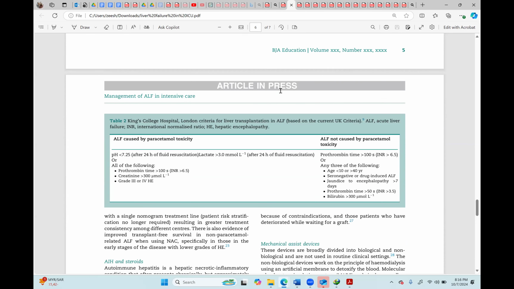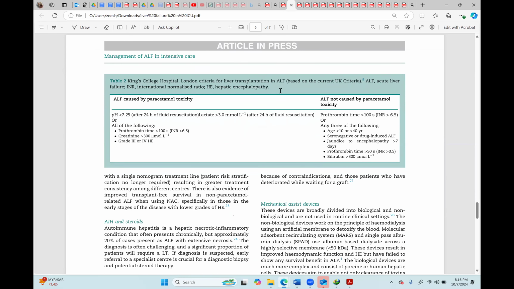And this was the one which I was telling you, King's College criteria for liver transplant. And there is another model for liver transplant, which is used mainly in chronic liver disease. What is the name for that? That's MELD, and for pediatrics it is PELD, model for end stage liver disease and pediatric end stage liver disease. If I'm not wrong, PELD, I think it's the same, it is like that.